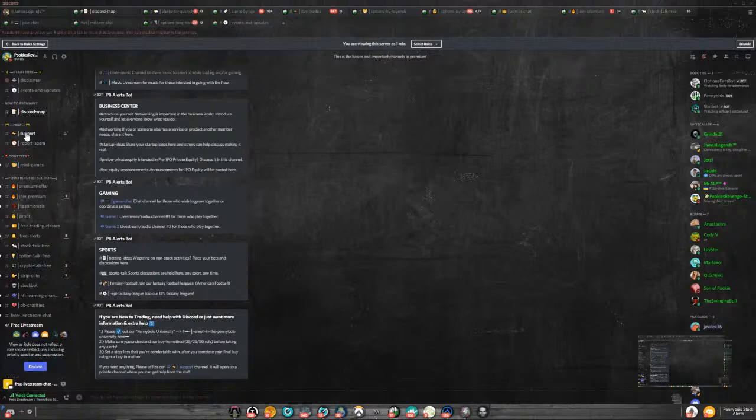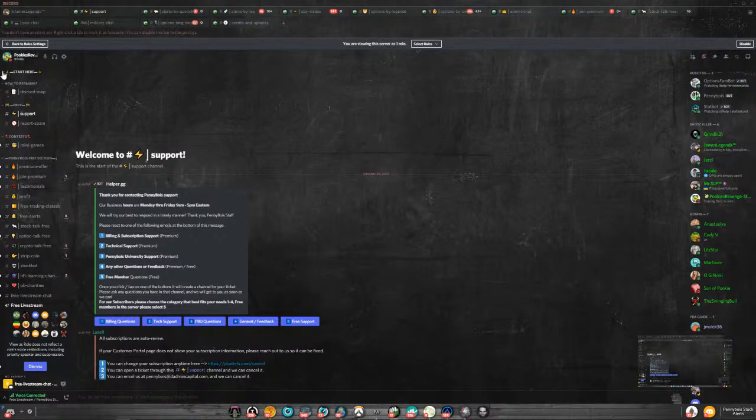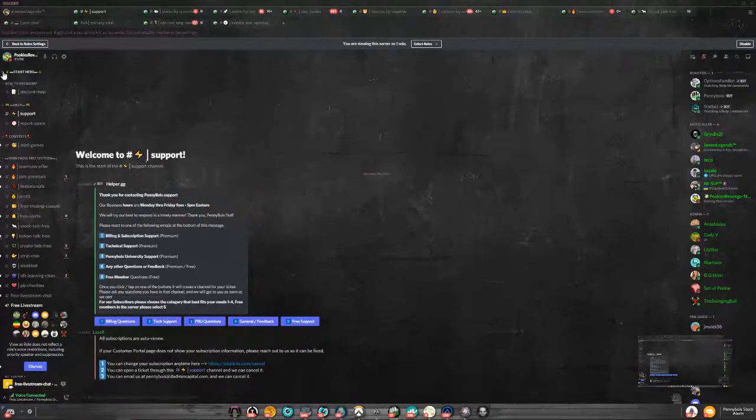So again, if you need to open a ticket, you go to support. And I guess I should break this down a little further. So what we see here on the left column are categories. So the start here is a category. If I minimize that, you won't see those channels underneath it. So categories are made up of channels, right? And you can collapse them.